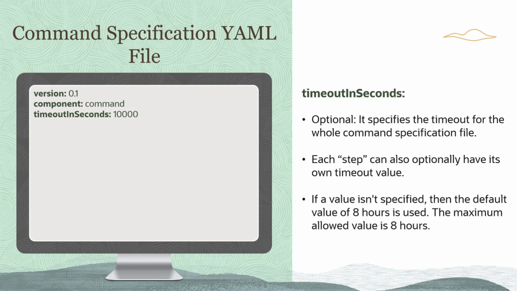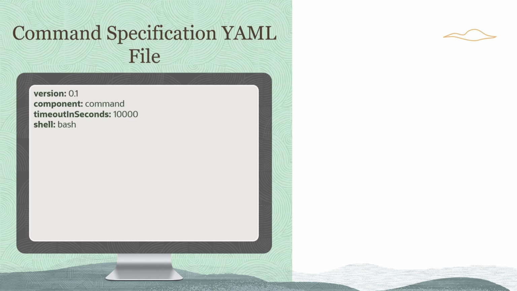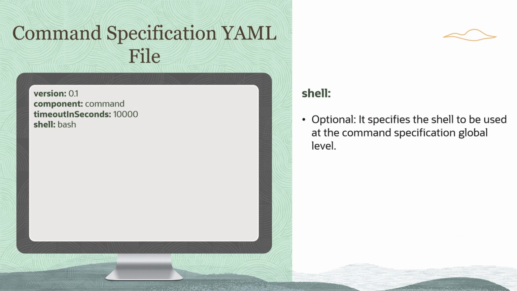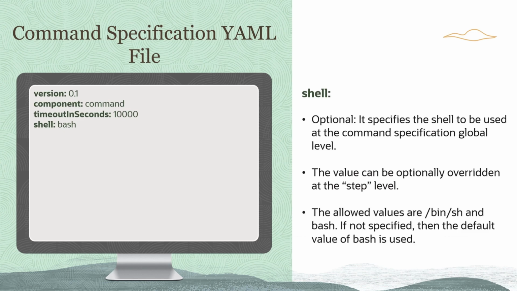Make a note, each step in your command specification file, which we will be covering later on, can also optionally have its own timeout value. Next is shell parameter. Shell is an optional parameter used to specify the shell to be used at the command specification global level. If not specified, the default shell used is bash. However, you have the option to choose between /bin/sh and bash.